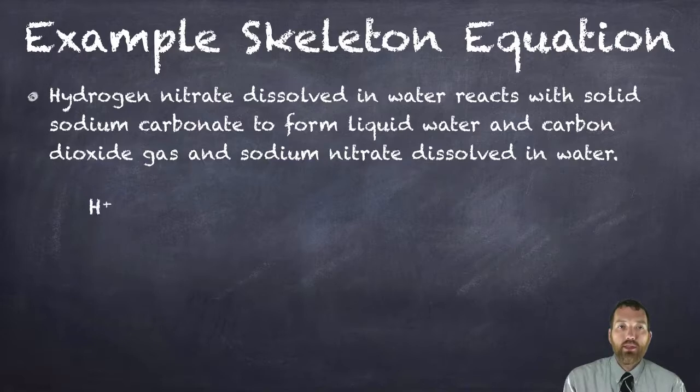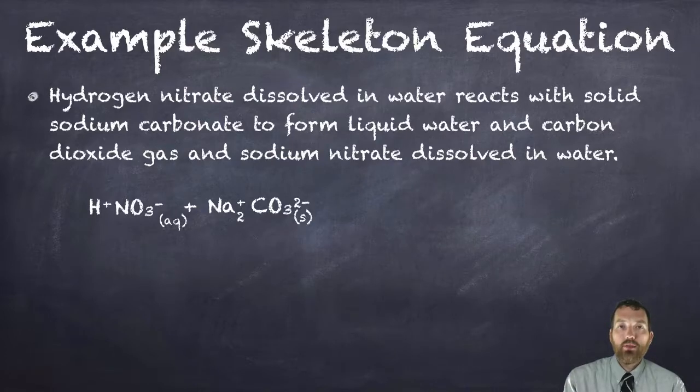Hydrogen nitrate, so that's H+1, and nitrate, that is a polyatomic ion, so that's NO3, and that has a 1- charge. Dissolved in water, that means it's aqueous, so AQ. And it reacts with solid sodium carbonate, so plus Na, it's in group 1, so that's a +1, carbonate. Carbonate is CO3. It has a 2- charge, that's another polyatomic ion. Those charges don't balance, so we need to crisscross the 2, Na2CO3. And that is a solid.